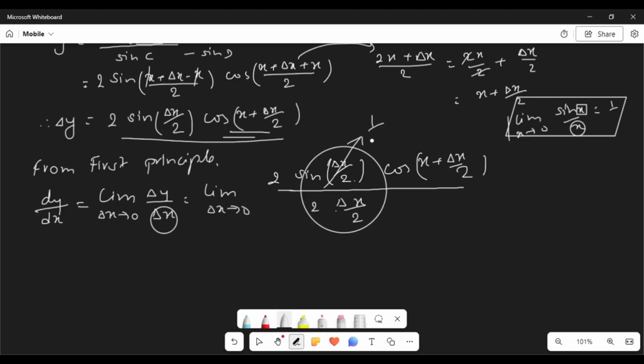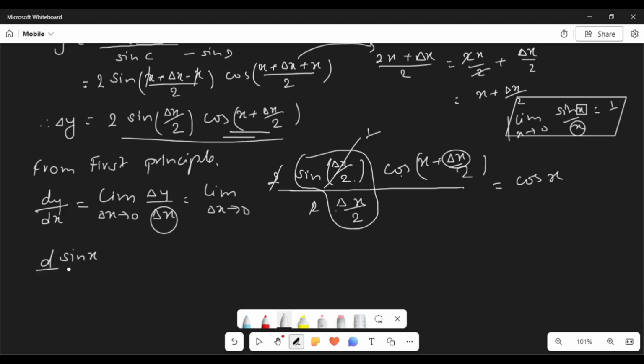And this will be our 1. So this 2 will cancel. This limit is 1. And we put 0 here. So it becomes cos x plus 0. It becomes cos x. So derivative of sin x, d sin x divided by dx is equal to cos x. This is our first formula. You'll have to remember it.